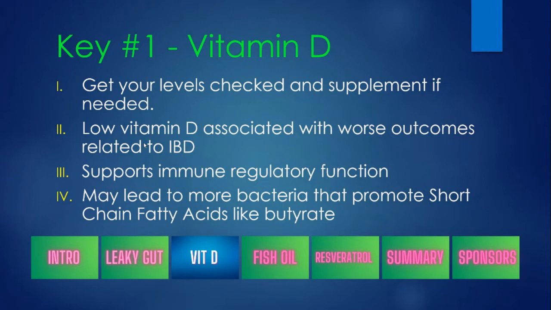Another interesting factor is that vitamin D may actually lead to more bacteria in the gut that promote short chain fatty acid production, like butyrate, which I talked about, right? Butyrate's that short chain fat that's a postbiotic. It helps to encourage the health of the GI tract. This is huge. A lot of the things that we're going to talk about, the supplementation that we're talking about, they're pleiotropic, meaning they affect the system in multiple ways. And this is really what you want to go for.